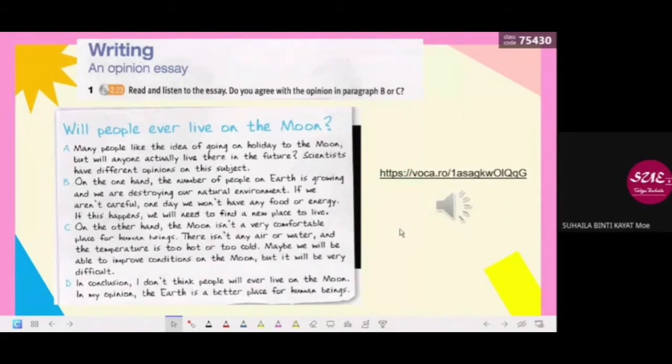On the one hand, the number of people on Earth is growing and we are destroying our natural environment. If we aren't careful, one day we won't have any food or energy. If this happens, we will need to find a new place.